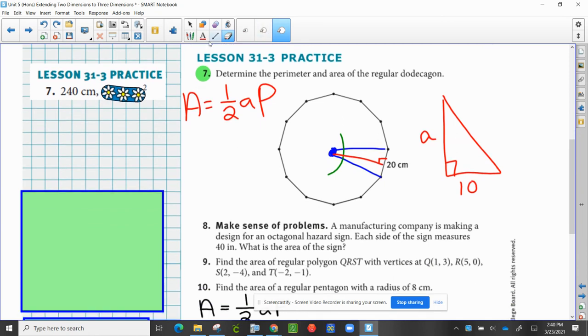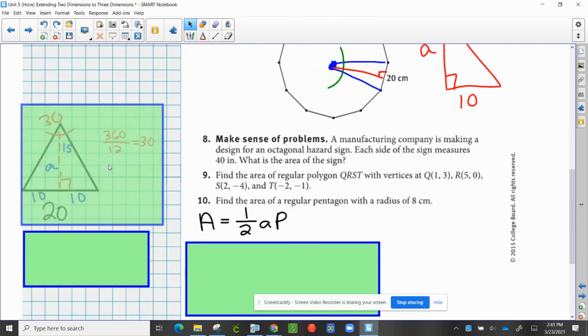Okay. So then you will get your apothem. So 1/2 your apothem times your perimeter. This is the answer I got. So as long as you have something close, you might be off by a little decimal. That's approximately what the answer is. So let me show you my work a little bit here.